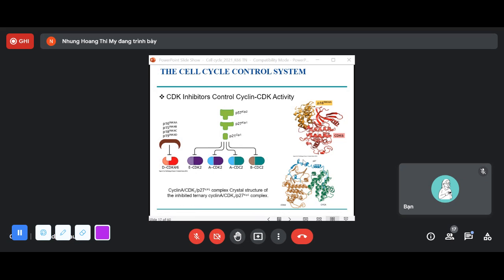So this image illustrates P57 and P27. That means KIP1. Whenever they bind to CDK2, they also interfere with the binding of the cyclin A to the CDK2 and also distort the ATP binding of this enzyme. So in this way, they inhibit completely the activity of the CDK2 during the G1 and S phase. So this is another control of the CDK on the cell cycle.